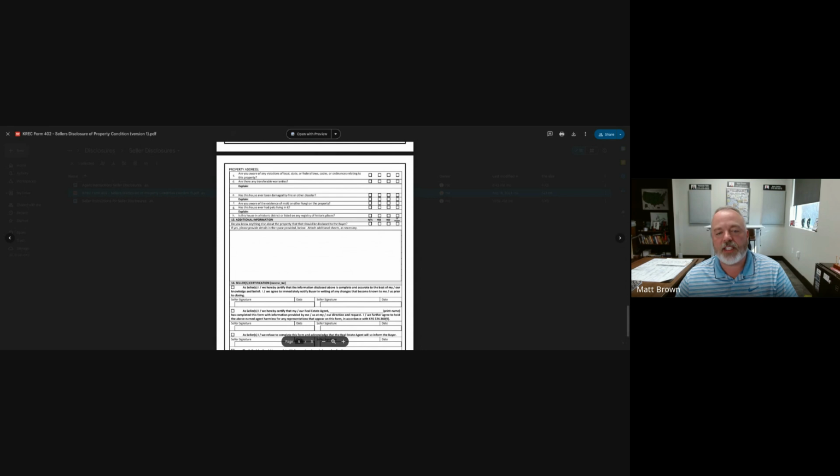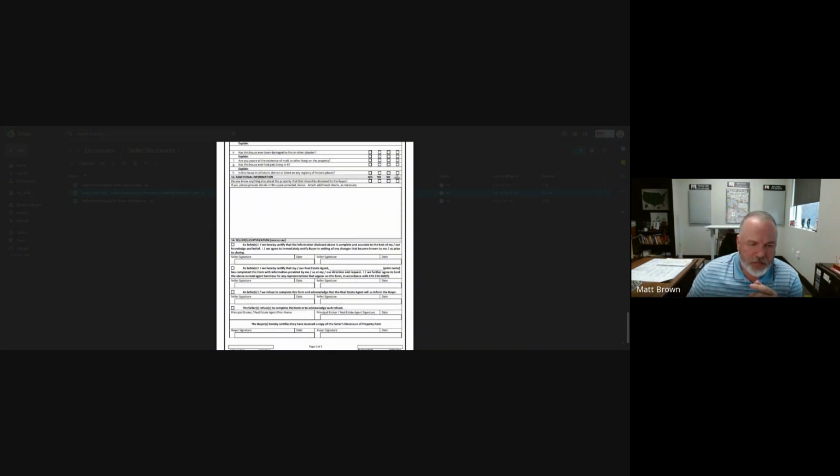There is a space for additional information, a bigger space here, where a lot of people will use this if they, again, have updates and things like that, or maybe there's a lot of line items that they've had repaired. Maybe it's a flip home, or maybe they've just done a lot of work to the home. A lot of times they'll list it here.